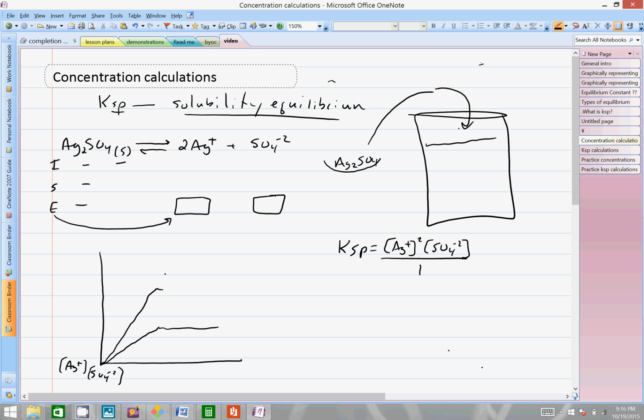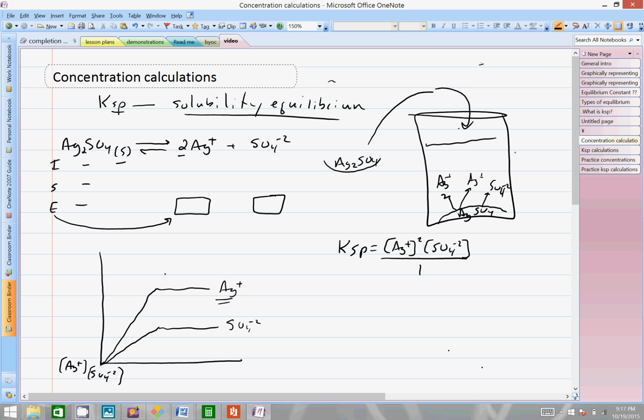Now the top one here happens to be the Ag plus, and the bottom one is the SO4 minus 2. This guy is twice as big because we get two of these guys every time one of them dissolves. So on the bottom here, I dump it in, I would have the Ag2SO4, and two of these things dissolve, and one of these guys. Okay, important to get that picture.